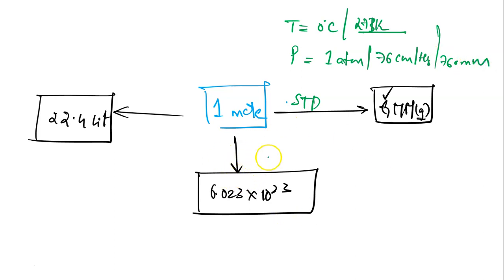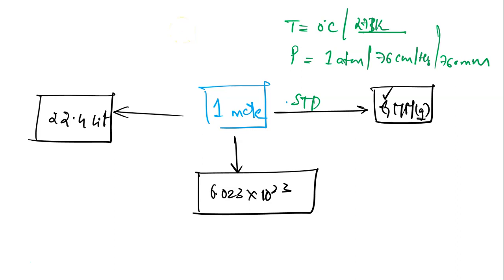Cool. So 1 mole of substance is equal to its gram molar mass only when you are maintaining STP. Similarly, 1 mole of substance will consist of 6.023 into 10 power 23 particles only when you maintain STP. If you don't maintain this temperature and pressure, this conversion is not applied, right?